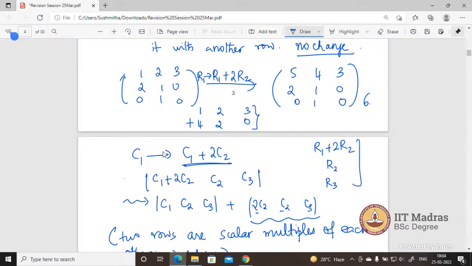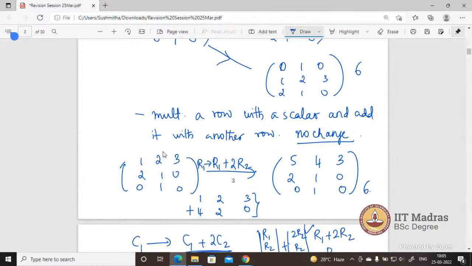And then when I take the determinant, the determinant of this matrix would be the determinant of R1, R2, R3 plus the determinant of 2R2, R2, R3. So this determinant would be 0, right? Because two rows are scalar multiples of each other. I'll still be ending up with the determinant of the original matrix. So doing such row operations does not change the determinant.